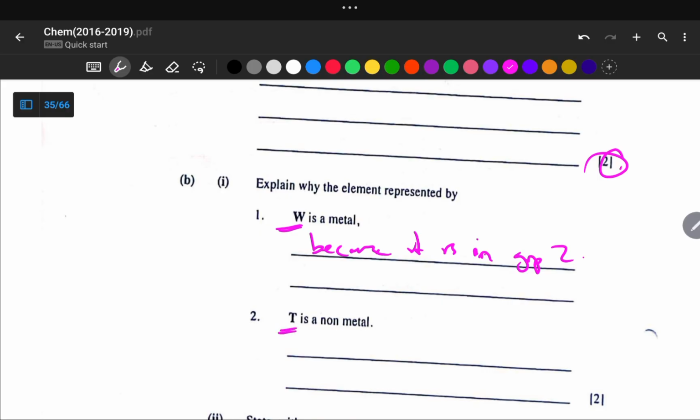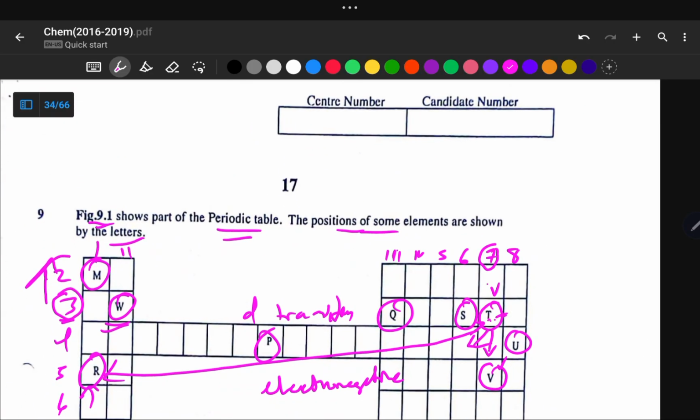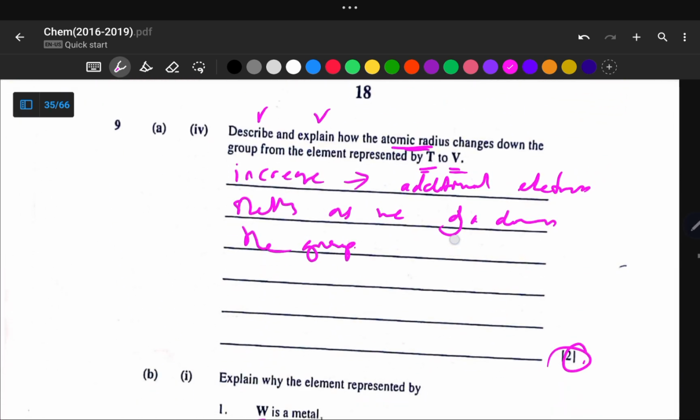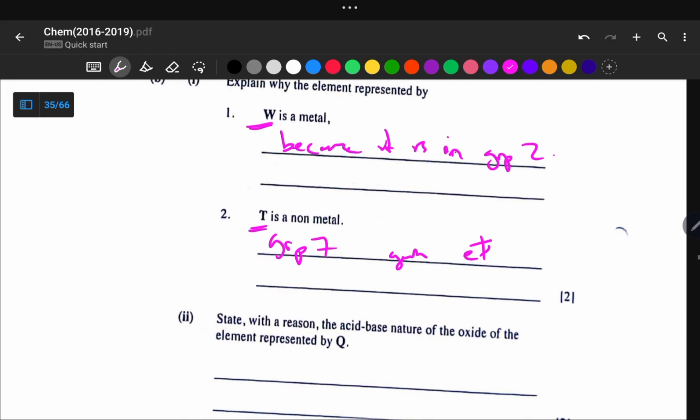And then T is a non-metal. So where is our T? So here is our T. So T, because it is a non-metal, it reacts by gaining electrons. So it is in group 7, right? So T is in group 7. It reacts by gaining electrons. Right? And we are done.